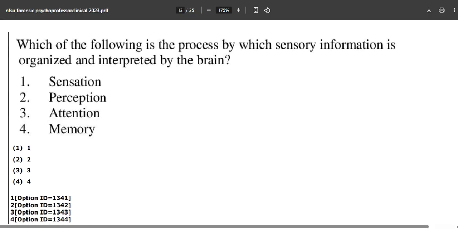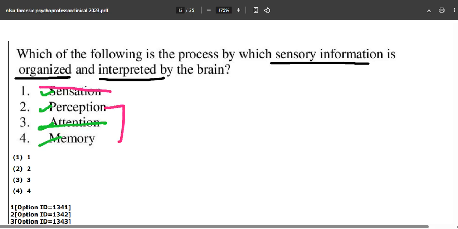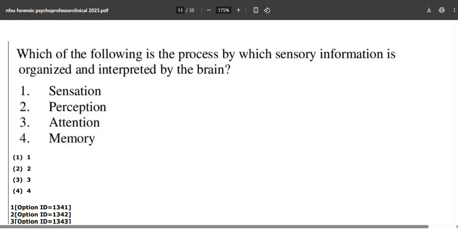Which of the following is the process by which sensory information is organized and interpreted by the brain? Options are sensation, perception, attention, memory. Obviously attention is not the thing over here. Sensation is also not the thing. Between perception and memory, what is the most logical one? It is perception. Interpreted by the brain, we are also looking into that.